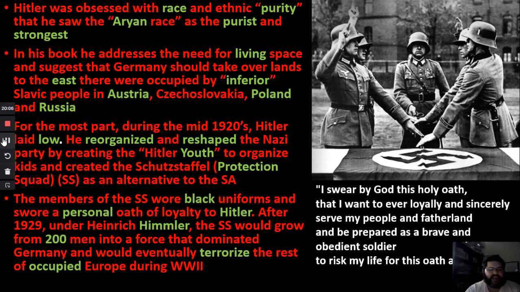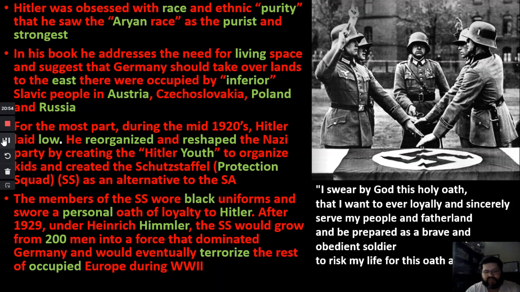Now, in his book, he addresses the need for living spaces and suggests that Germany should start taking over lands, especially in the East, that he felt were inferior. The people of these Slavic states, Austria, Czechoslovakia, Poland, Russia, Bulgaria, Montenegro, all these places, these people are below you. You should be living nice and beautiful because you're the chosen people. These are people less than you. They deserve less. So as years go on, and this stuff being told to these people, it starts getting in their head.